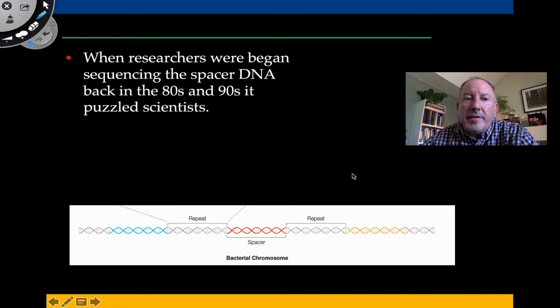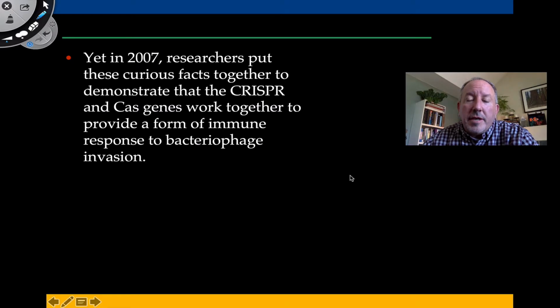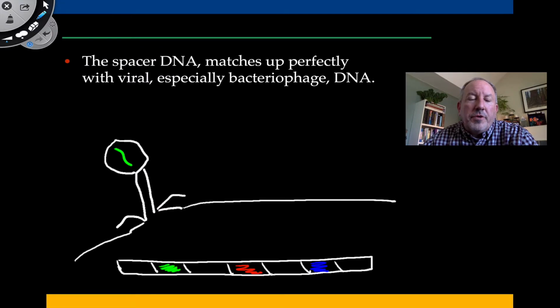When researchers began to sequence the spacer DNA back in the 80s and 90s, it puzzled scientists because the database wasn't as complete as it is now, and it gets better each time new sequences are entered. But around 2007, researchers started to put together these curious facts, and they demonstrated that CRISPR and the Cas genes work together to form an immune system against phages from future infections. As it turns out, the spacer DNA matches up perfectly with viral DNA, especially bacteriophages.